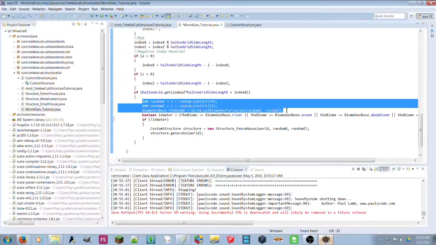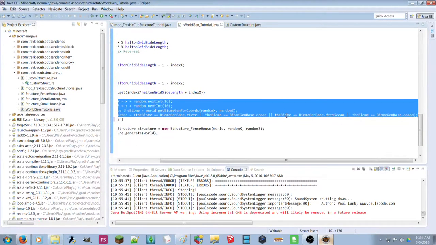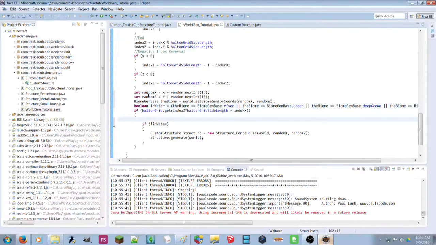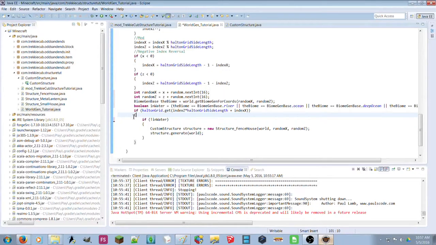I'm going to move these four lines of code out here because we're going to use random X and random Z. We're going to use these for two different structures at the same time. This is going to demonstrate something we'll see in the multiple structures video. So, this bit of the code will use the Halton grid to generate the fence house. I'm going to generate a second structure using the same generation parameters we had last time.